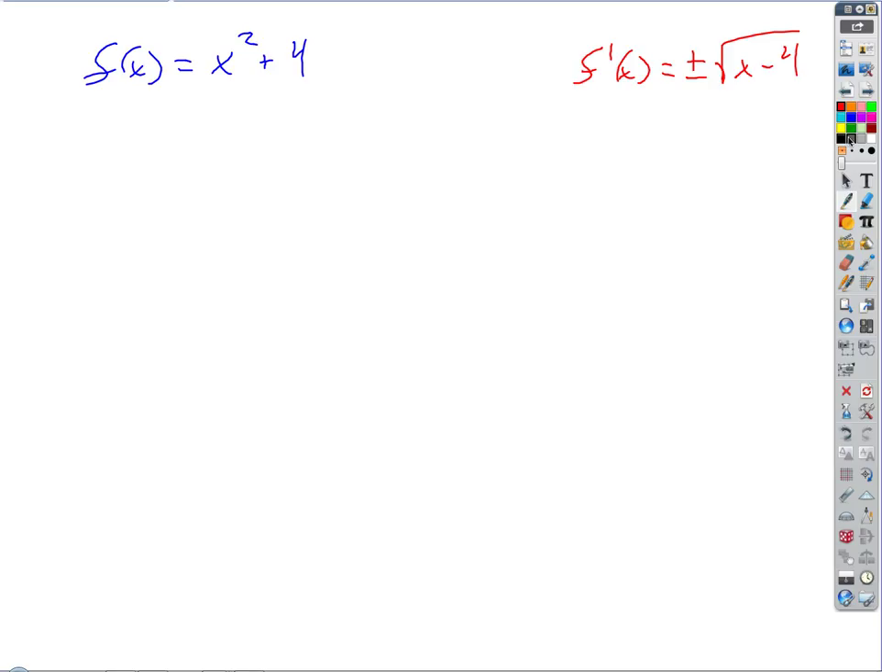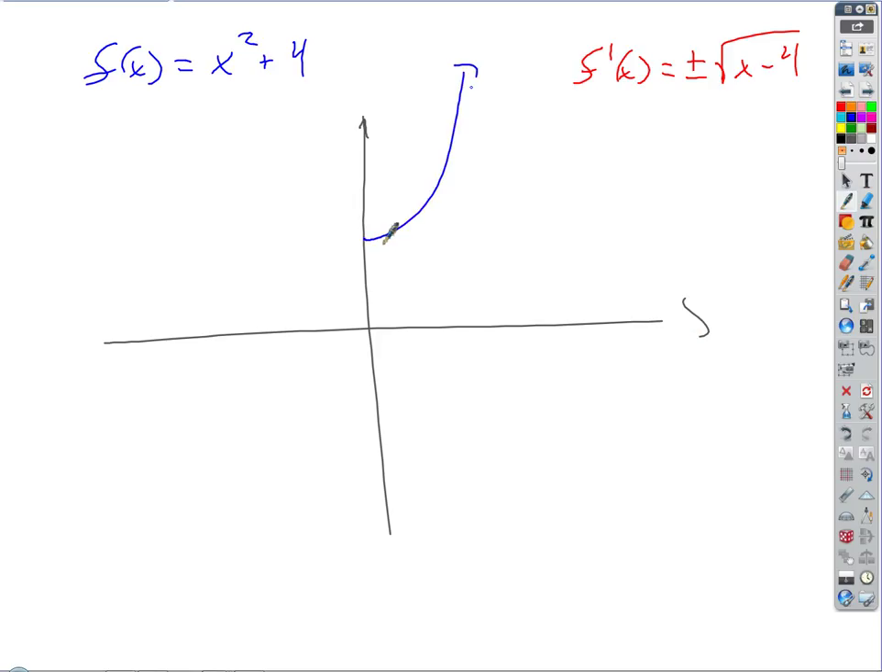I got a plus or minus there. Let's see if we can get to the bottom of that. Let's graph the blue function first. The blue function just looks like this. Would you guys agree that if I reflect that over this line, if I rotate it and then do that, I'm going to end up with something like that?